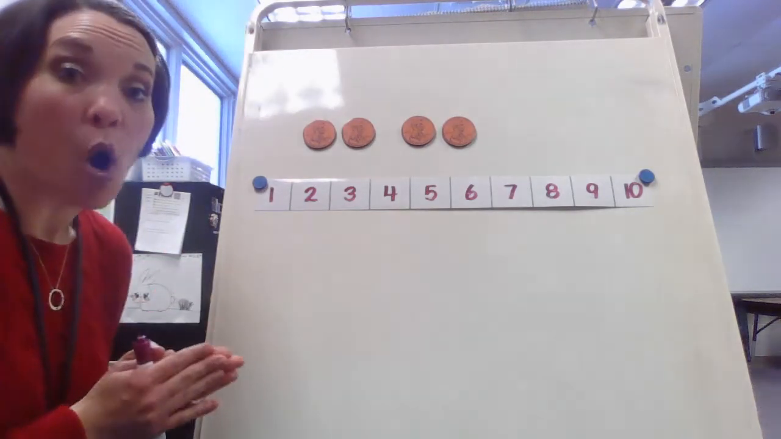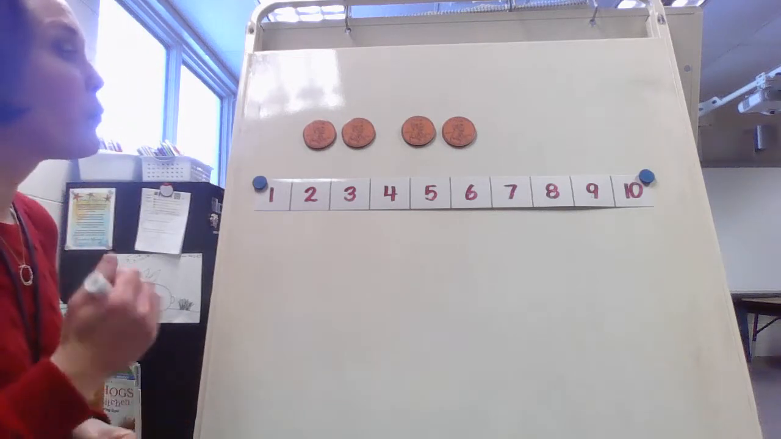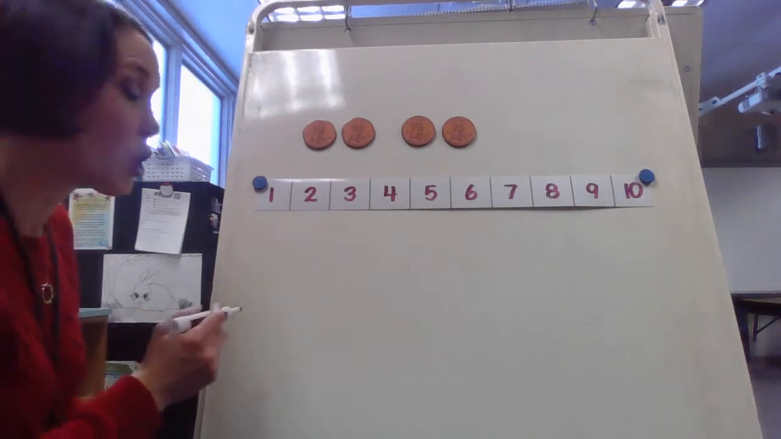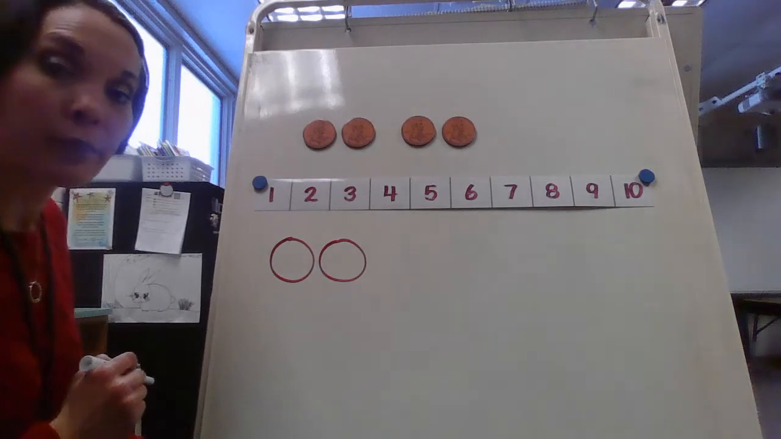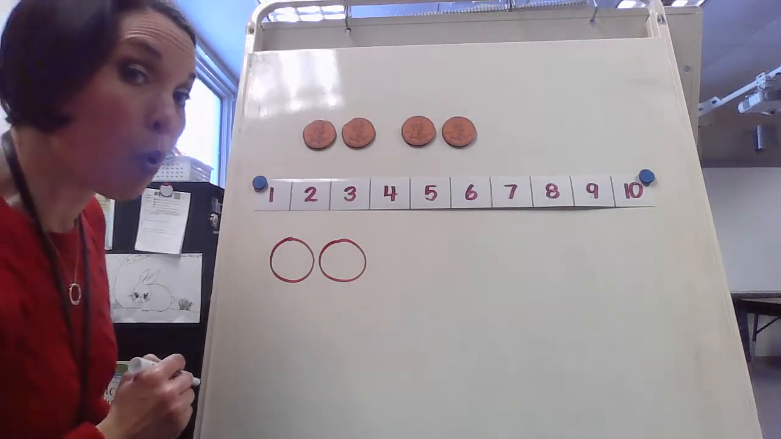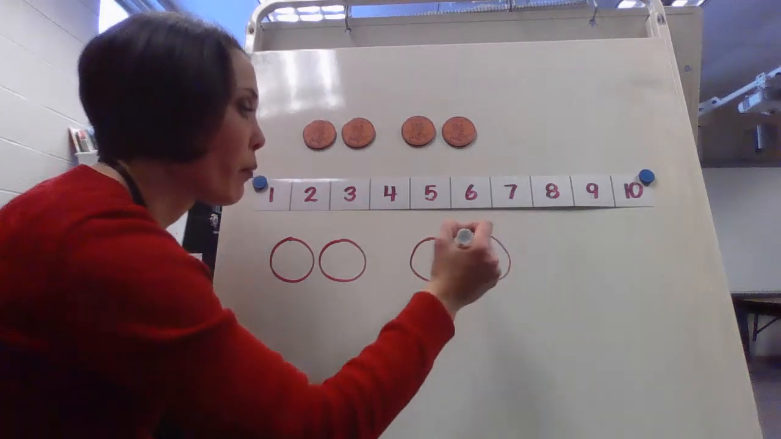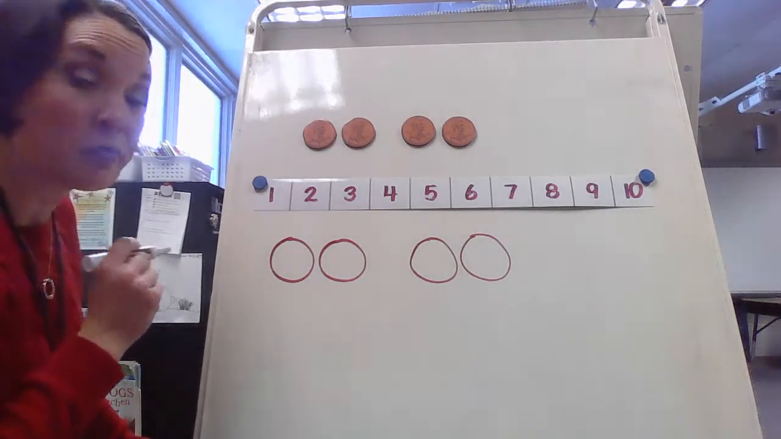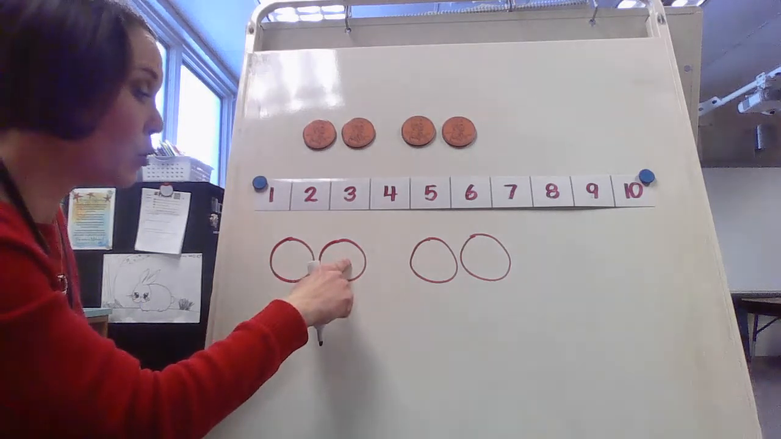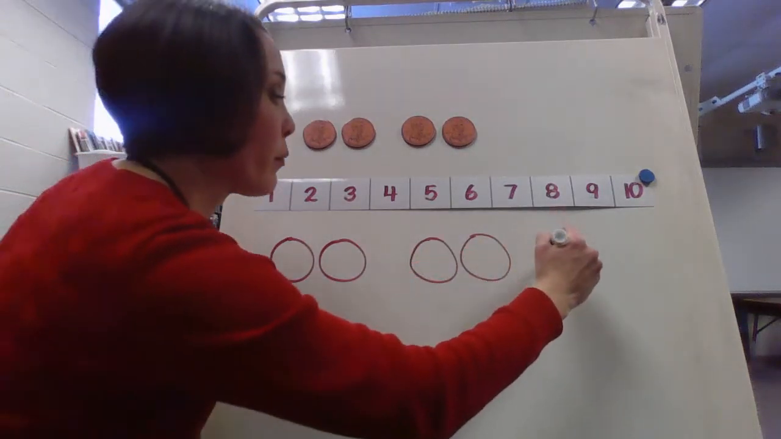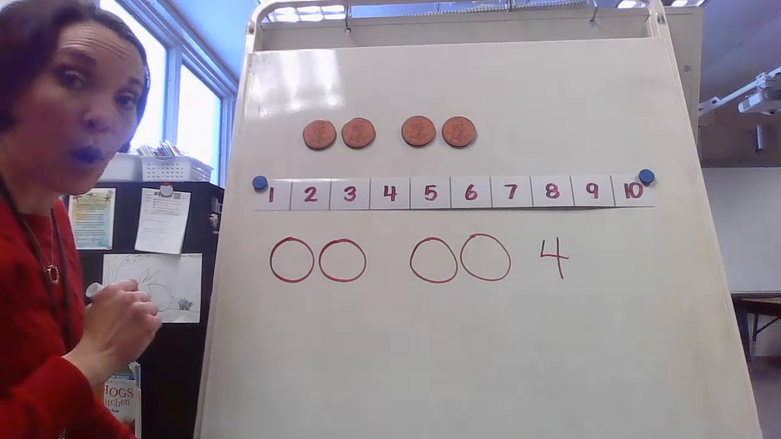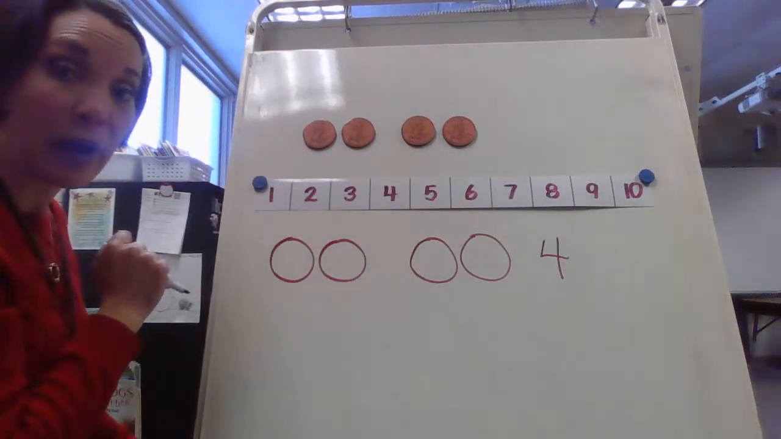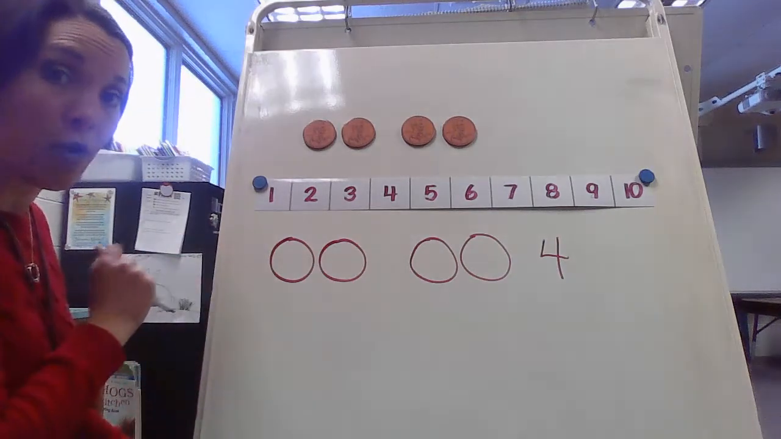Well, let's figure it out. So first, let's go back. Let's do our drawing strategy first. Here we have Anna's mom gave her 2 pennies. Let's do our circles. Anna's dad gave her 2 more pennies. So now, how many pennies does she have in all? Let's count them up. 1, 2, 3, 4. There we have it. We have 4. We could also double check. 1, 2, 3, 4. That's what was in our original picture.